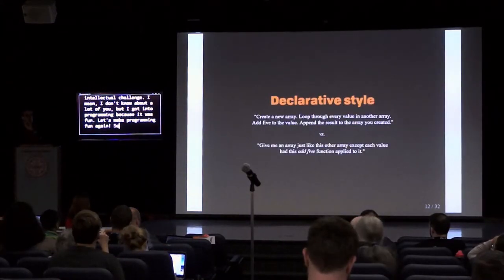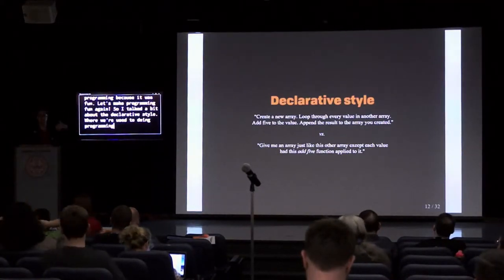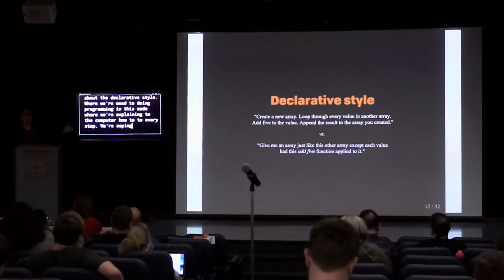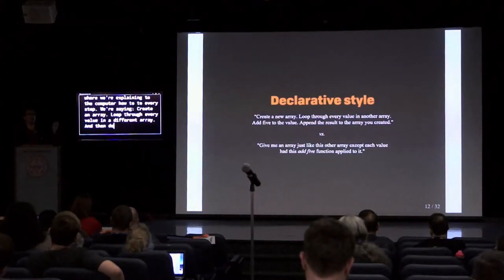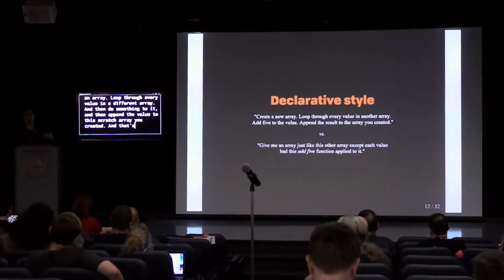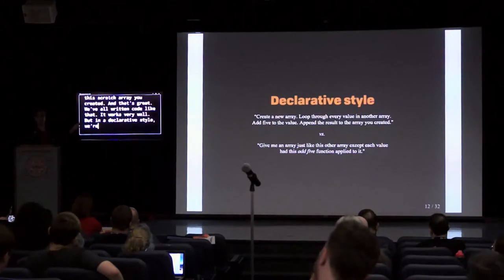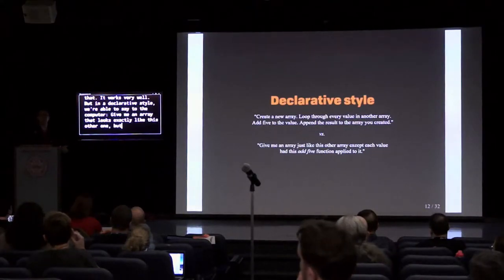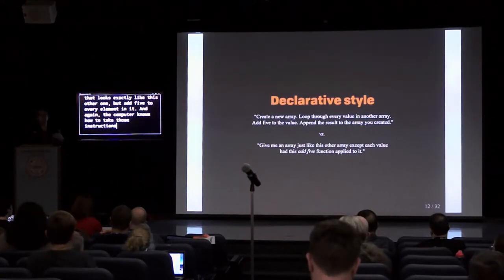So I talked a bit about the declarative style, right? We're used to doing programming in this mode where we're explaining to the computer how to do every step. We're saying, create an array, loop through every value in a different array, and then do something to it, and then append the value to this scratch array you created. And that's great. We've all written code like that. It works very well. But in a declarative style, we're able to say to the computer, give me an array that looks exactly like this other one, but add 5 to every element in it. And again, the computer knows how to take those instructions and make something out of it.